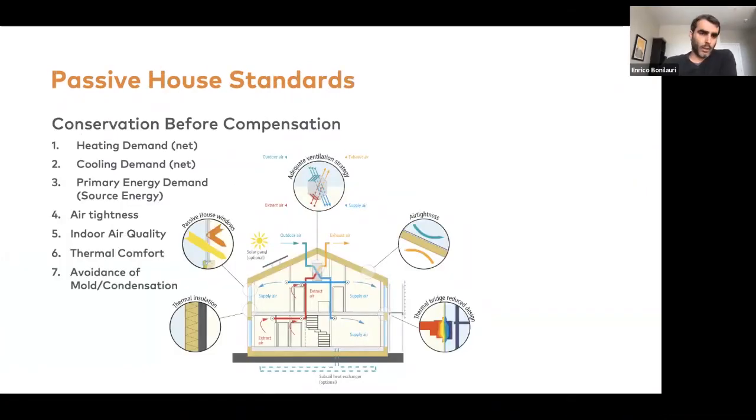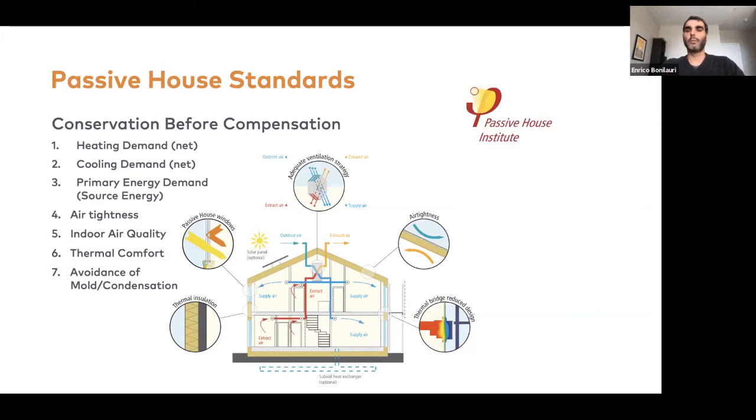So talking about passive house standards, we use the plural because there's a couple of them. They are all based on the principle of conservation before compensation. You build better, you have less demand for heating and cooling, you need less energy in general, source energy or site energy, you have better air tightness, greater indoor air quality, thermal comfort, and avoidance of mold and condensation. All of these are criteria that build up the standards for certification.